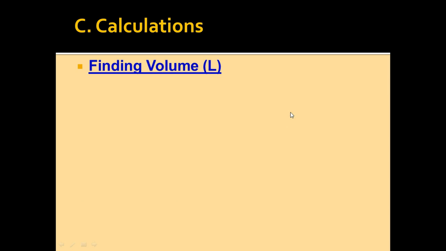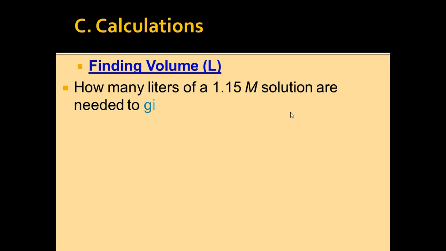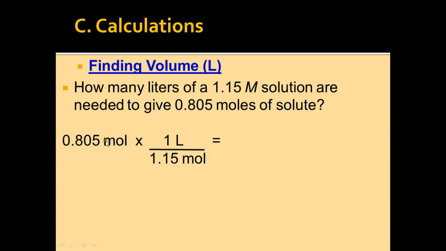And then here's the last part, finding volume. So how many liters of 1.15 molar solution are needed to give 0.805 moles of solute? So again, we just start out with what we have. So we start out with moles, but this time we want to find how many liters we need with this amount of moles to get this concentration.